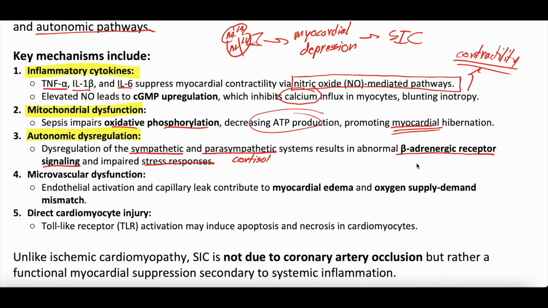In addition to that, there's some evidence that in certain patients with septic shock, there's kind of relative adrenal insufficiency, meaning there's not enough cortisol being produced, and certainly that can contribute as well to myocardial dysfunction.